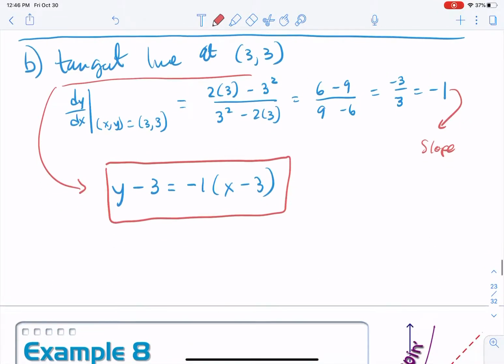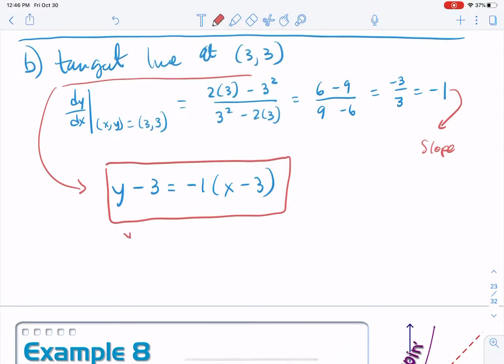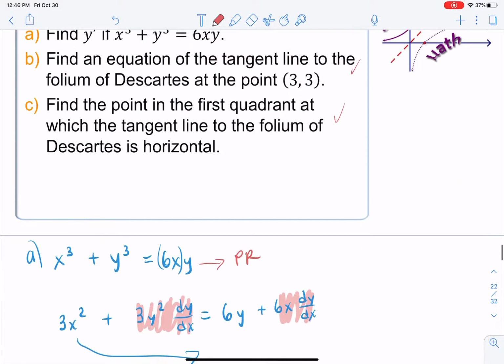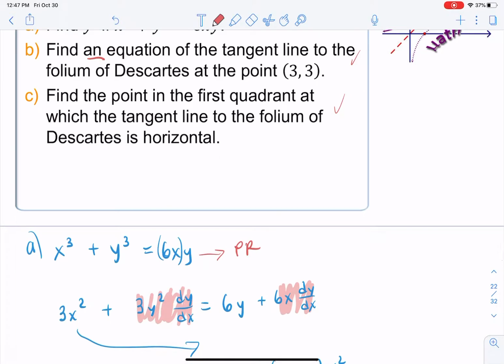Can you go ahead and solve that thing for y? Probably. You don't have to. Why risk it? I mean, if it's multiple choice, you may have to. So distribute the negative, x plus 3. y is equal to negative x plus 6 in equivalent form. And notice that what it said was find an equation. So yeah, point slope form is just fine.